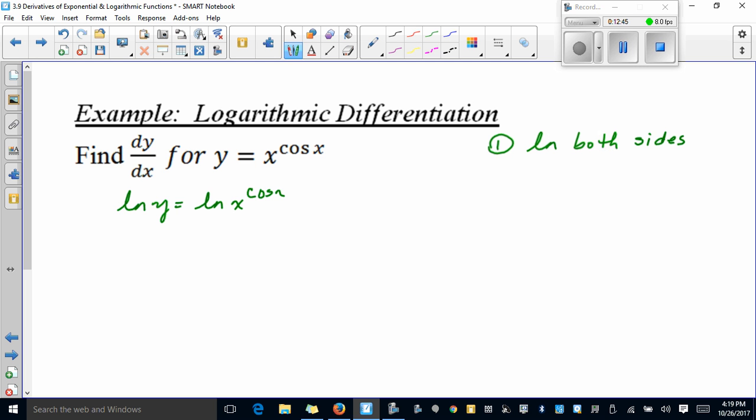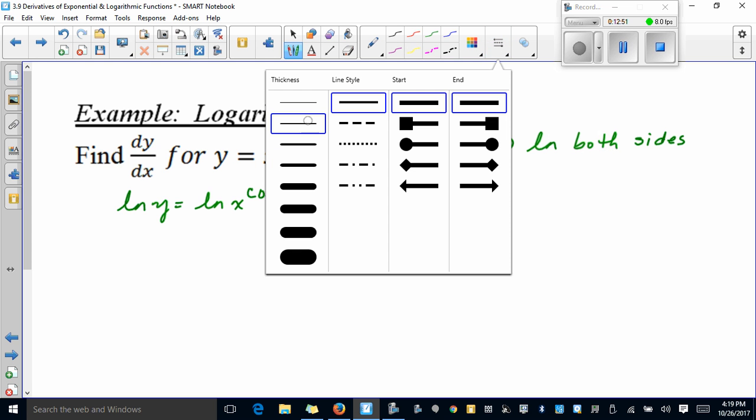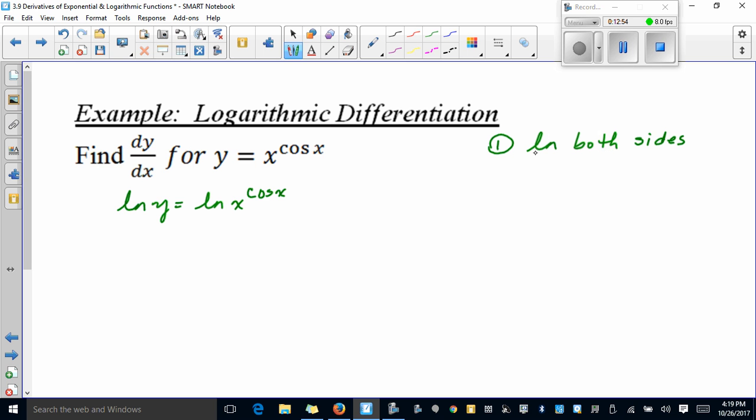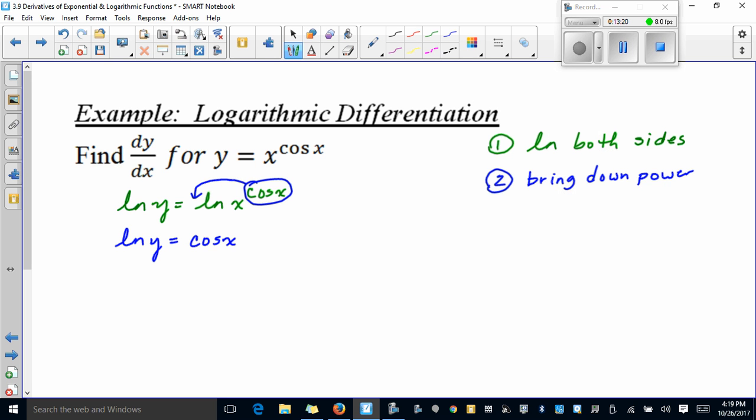Step 2. In step 2, we're going to bring down the power. So we're going to take this cosine of x, and we're going to move him down. This is one of those rules of logarithms that you will use a lot in calculus. So now we have the natural log of y equals cosine of x times the natural log of x. Okay, step 3. Step 3 is your derivative.